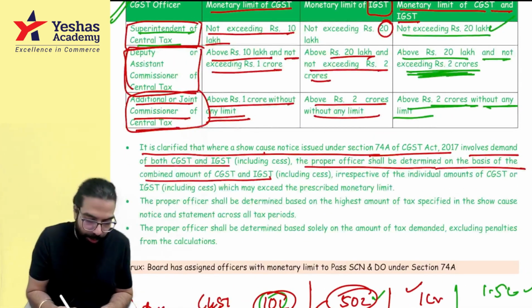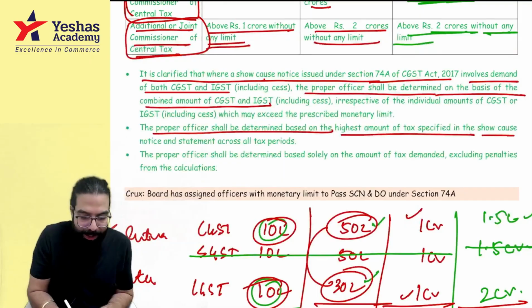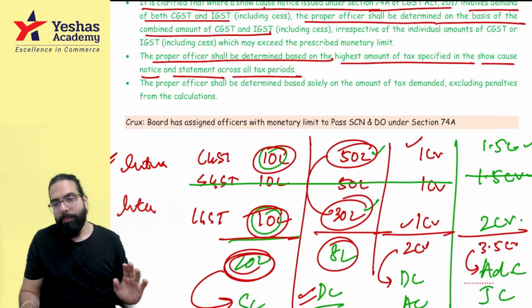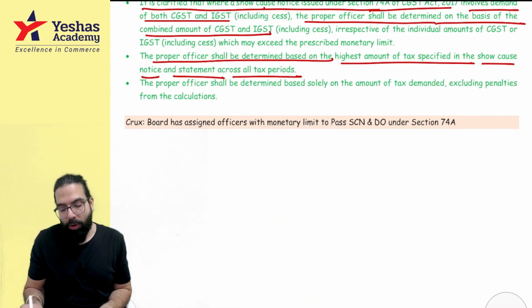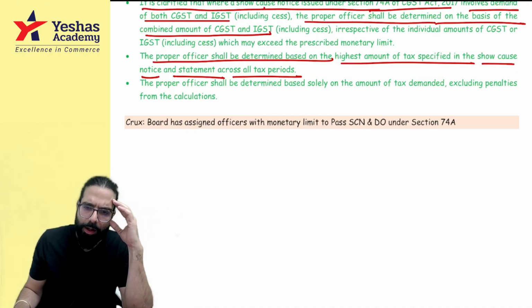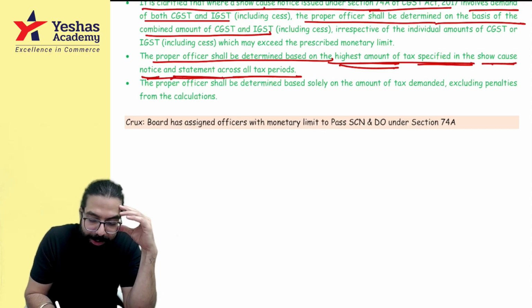The same thing which I told. The proper officer shall be determined based on the highest tax specified in the show cause notice and statement across all tax periods. Sir, what do you mean by this? Okay, I'll tell you the second point now. They are saying the proper officer shall be determined on the basis of the highest tax. Sir, what do you mean by highest tax? They are saying the proper officer shall be determined on the basis of the highest tax specified in the show cause notice and statement across all tax periods.